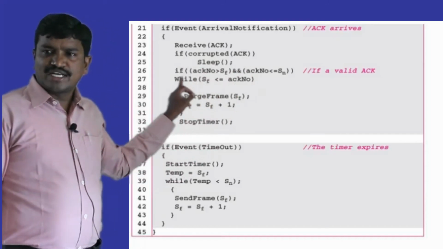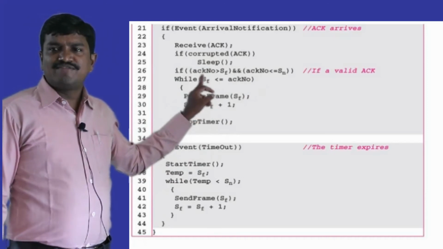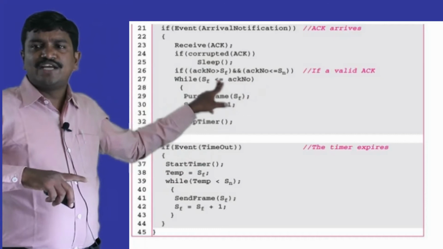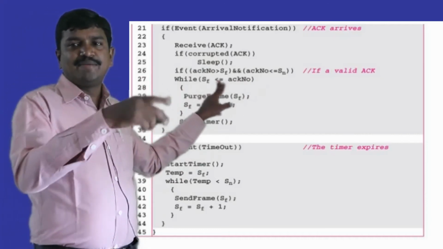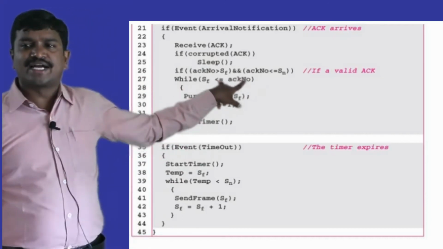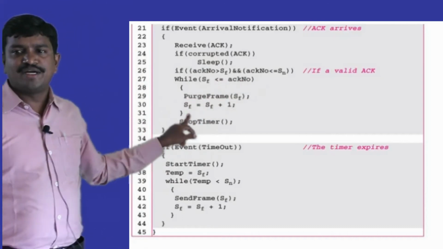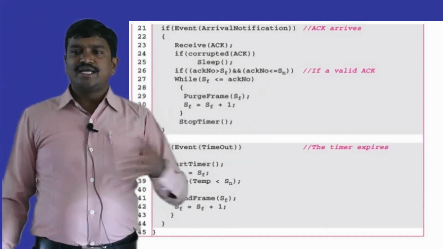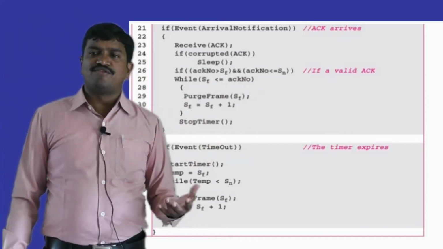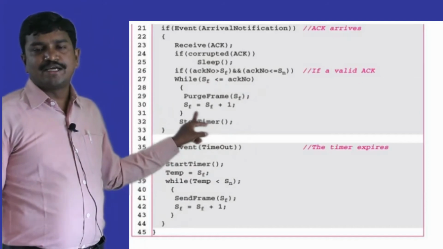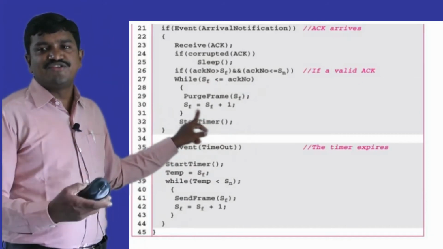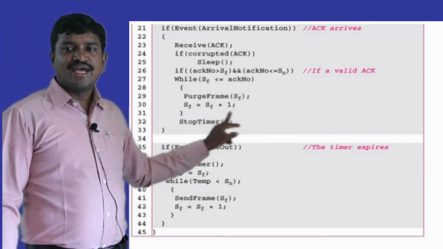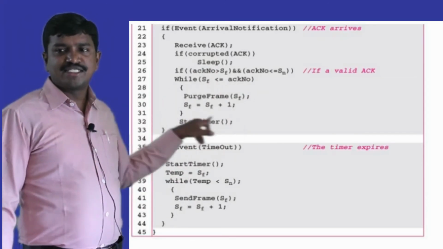If the acknowledgement is proper, and if that acknowledgement number is in between the first outstanding frame and SN, meaning the next frame to be sent, then only it is a valid acknowledgement. If it is a valid acknowledgement, we need to remove that frame from the buffer, because it is successfully sent, and SF is incremented by 1. In the sense that we have received one acknowledgement, so we can move the outstanding frame to the next position, and then we stop the timer. That is addressing the second event.